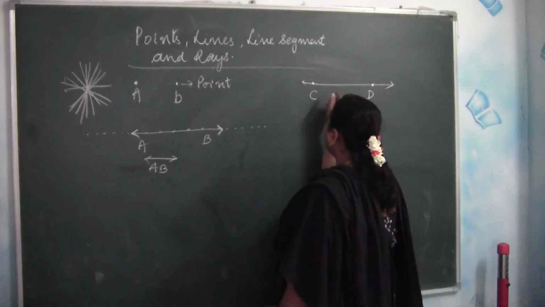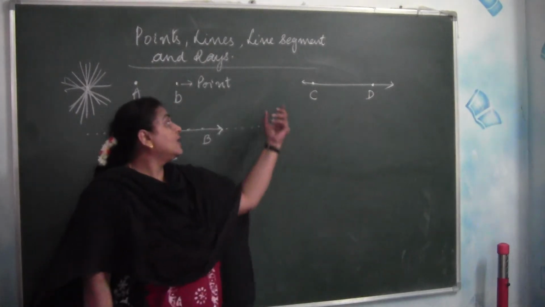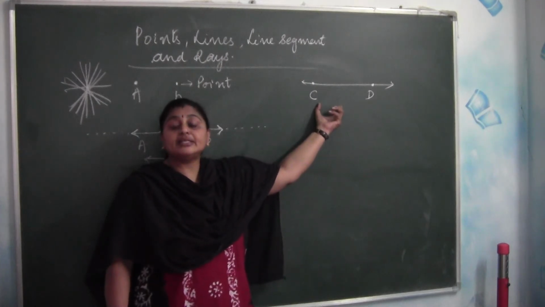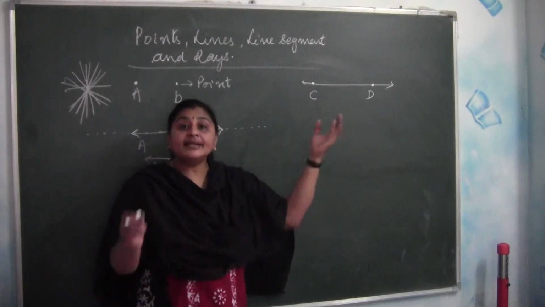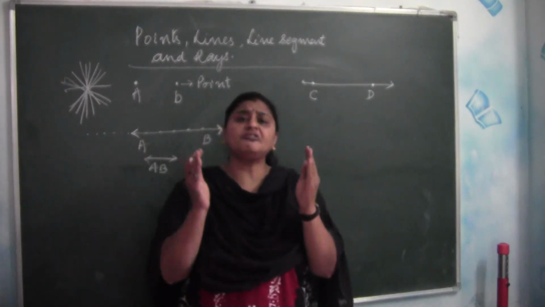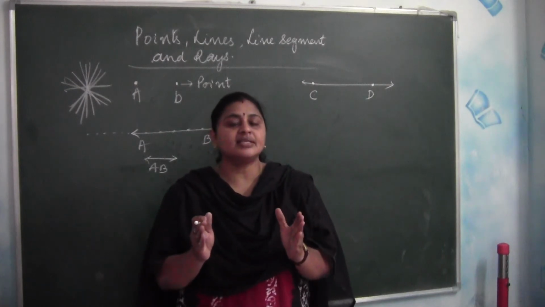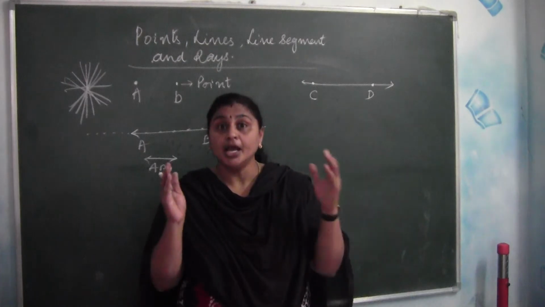But on the line, I have marked 2 points. It means this is also formed by joining the points. Line segment is also formed by joining the points.